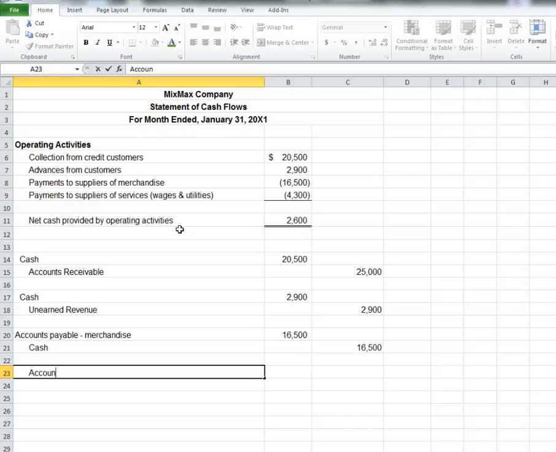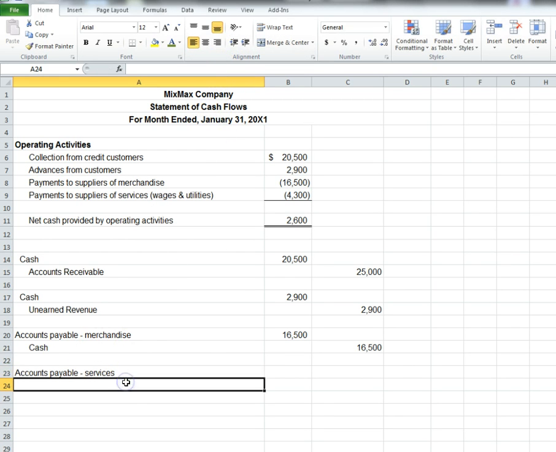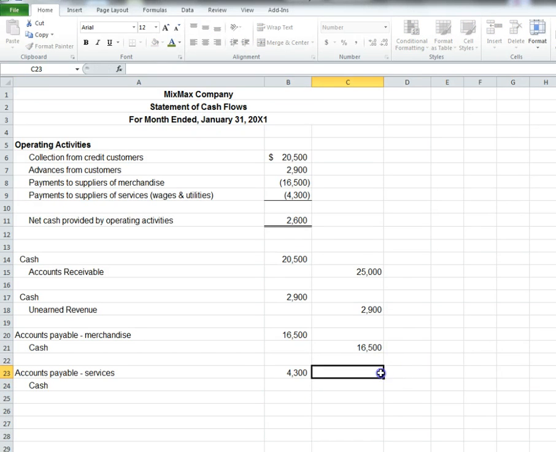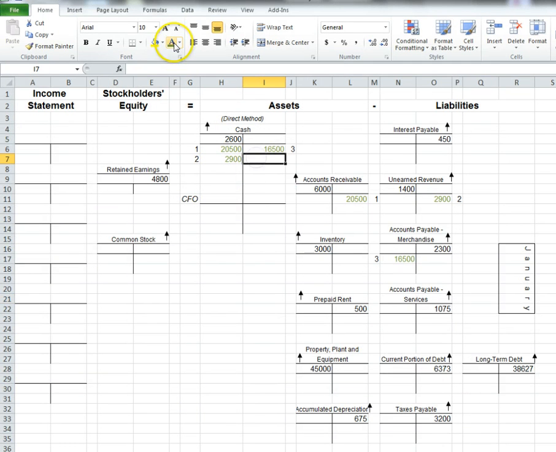So accounts payable, services would be our debit. Because again, assume we've already accrued this as a liability, and now the cash is going out. And we assume that we've already accrued the wage expense. Now we're paying it. Okay, let's go put this into accounts.